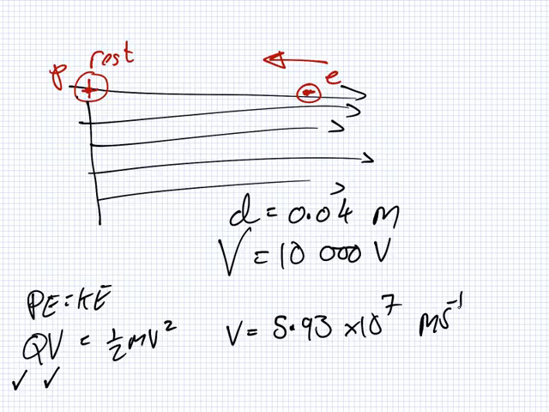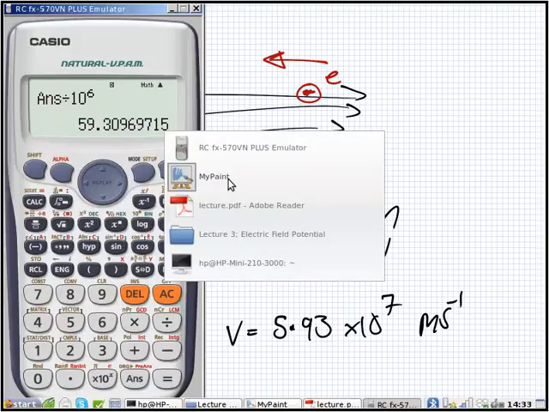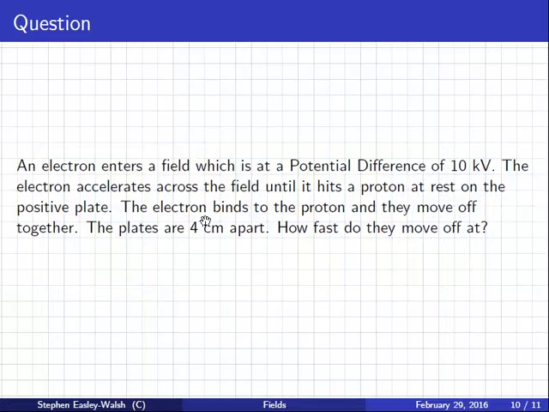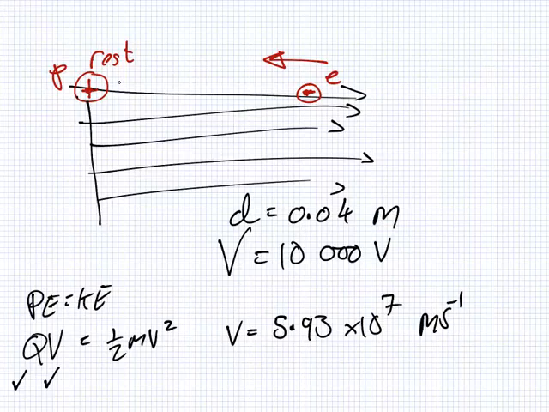Now that's not what I was asking for, because there's a second half here. The electron binds to the proton and they move off together. So now you have a proton-electron pair, and they move off together. Do you understand? Yes. I want to know how fast do they move away at.